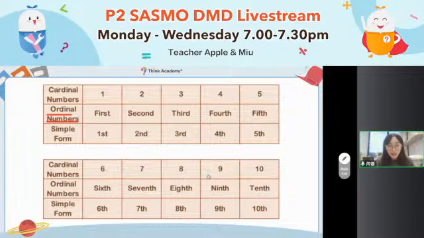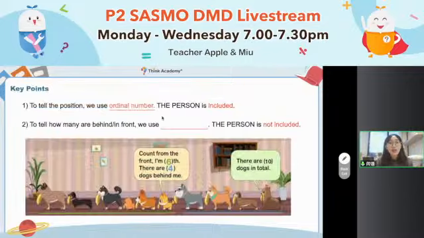Okay? And then let's have a look at the key points. To tell one's position, we use an ordinal number, and the person is included. For example, look, where is the cat? You can say it is the sixth one. So that is 1, 2, 3, 4, 5, 6. So you can see that the pet is included in these 6 animals, right?